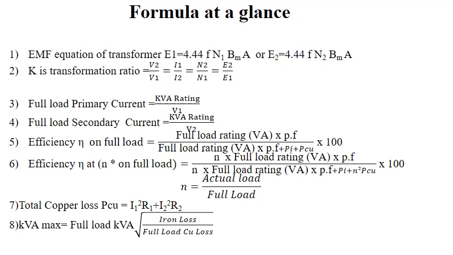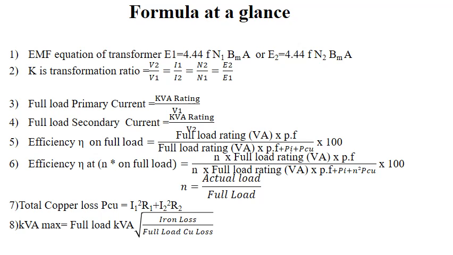At some other load means not at full load. It will be n into the full load rating, wherein n is the loading factor, which we can calculate using the formula actual load upon full load. Whenever the efficiency is calculated at some other load, the formula will be n into full load rating into cos phi upon n into full load rating into power factor plus iron losses, which will not change, so it will be just Pi, and copper losses will be n square into the full load copper losses.